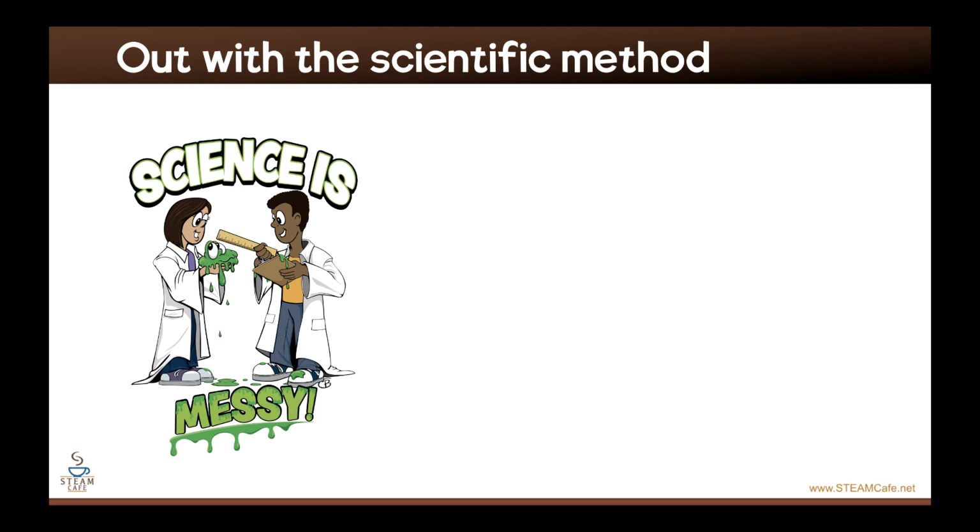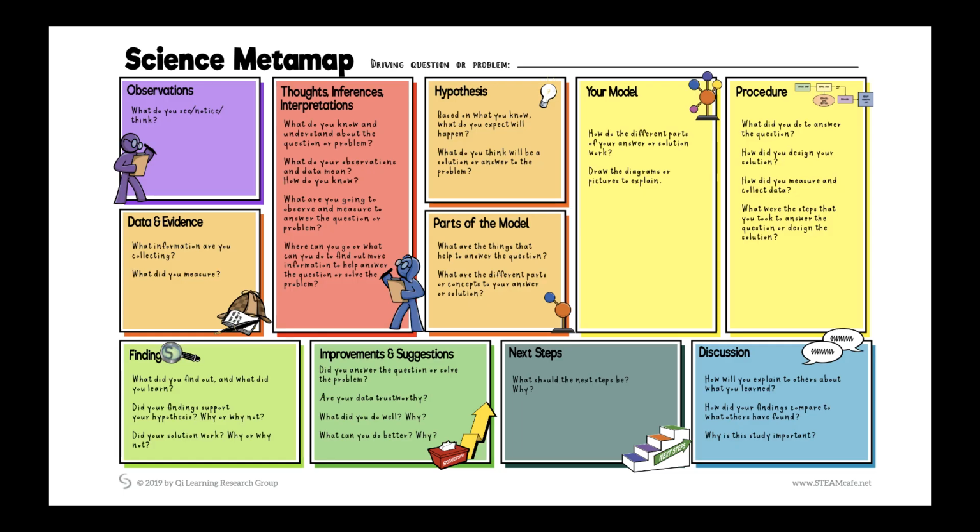So out with the scientific method, and what I'm going to introduce is metamaps, which can help facilitate the process. We developed metamaps at Key Learning, our own version of the science metamap, which looks like this. And actually, you can download it on our site. You can see the link and actually download the whole set of these metamaps. This metamap is in color, and as you can see, it's got leading questions to tell students exactly what needs to go in each of the boxes.